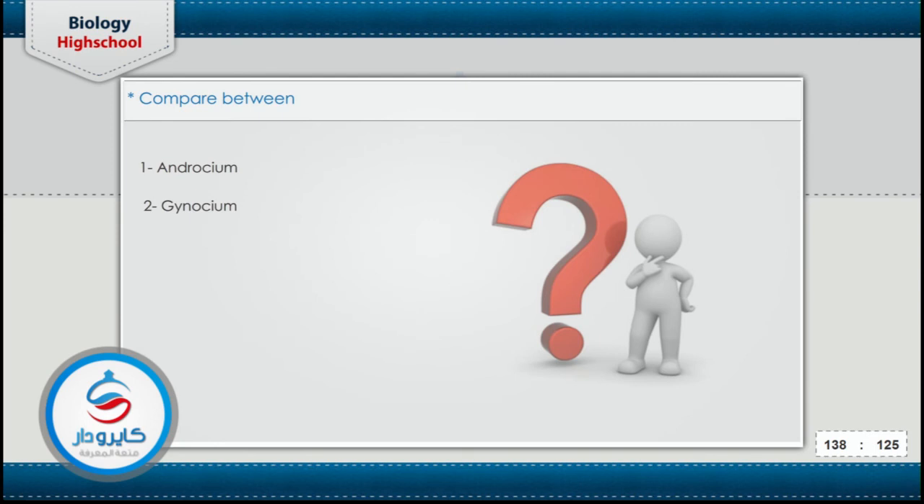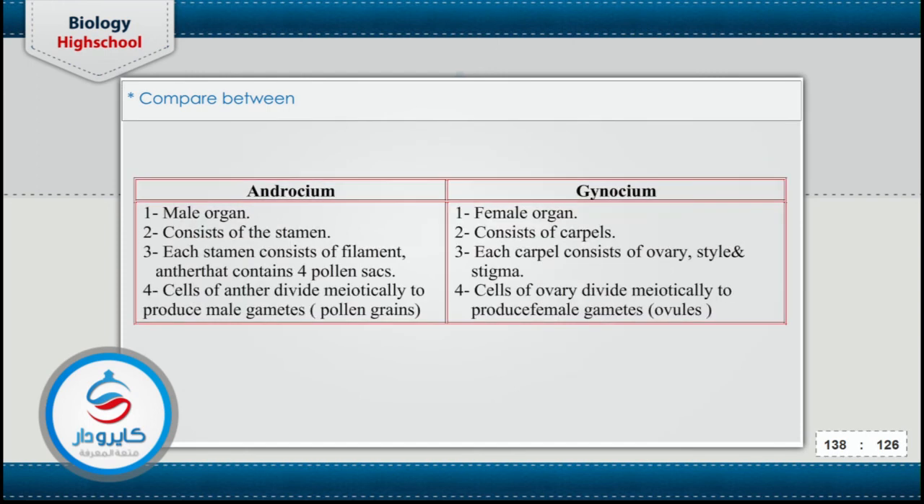But the gynosium is the female organ of the flowering plants. The gynosium is composed of the carpels. Each carpel consists of ovary, style, and stigma. The ovary contains the ovules. So that's the comparison between the androsium and the gynosium.